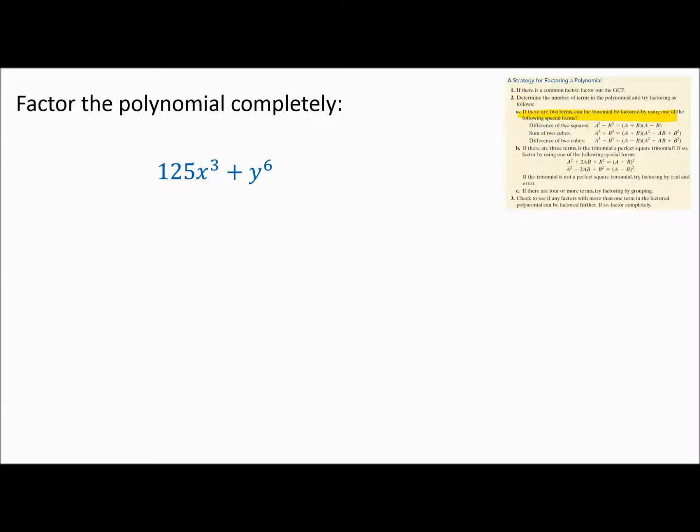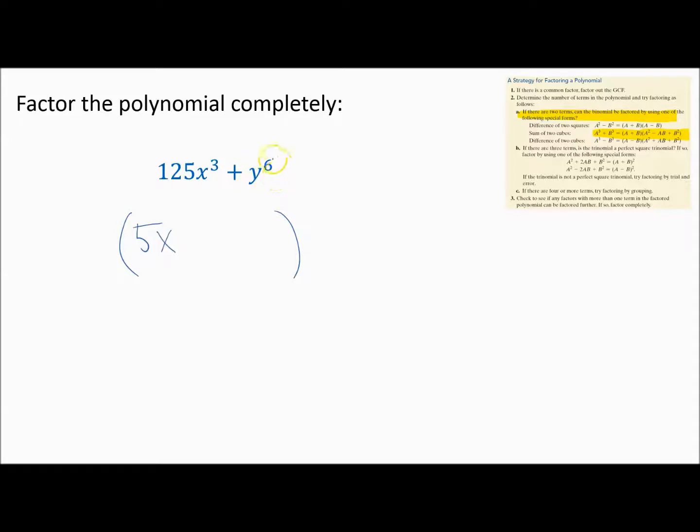Do you have 2 terms? Yes, we do, and we have a sum of cubes. That's that middle guy. Okay, so remember from the last problem, the explanation is you take the cubed root of the first term. So the cubed root of 125, you're going to ask yourself, what do you multiply 3 times to get 125? It is 5. And the cubed root of x to the third is x.